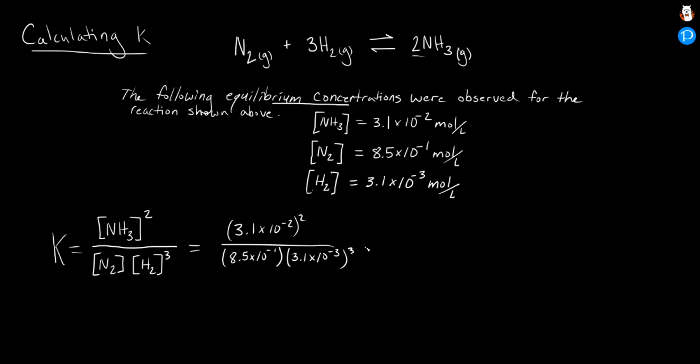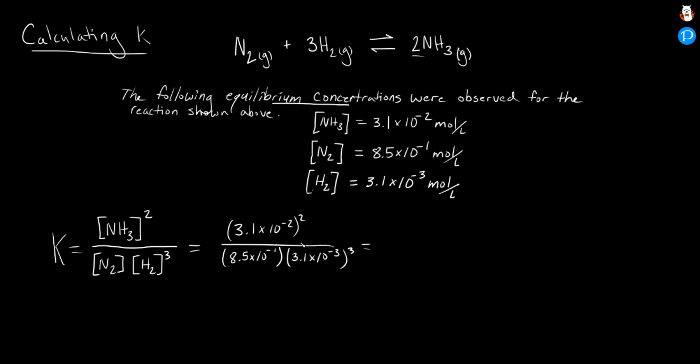cubed. By the way, just as a quick note, the only reason we can solve for K by plugging these numbers in like this is because these values are equilibrium concentrations. If the problem said that these were initial concentrations, we would not be able to use the initial concentrations in here. So when you're using your equilibrium expression, you need to be using equilibrium concentrations for that to work. So let's crunch our numbers here.